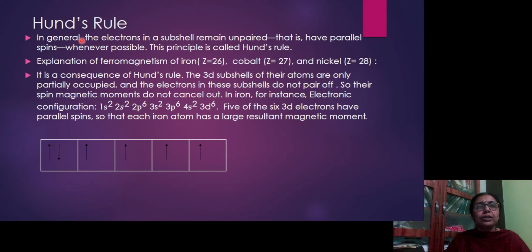regarding the electron configuration is Hund's rule. This rule tells us about the arrangement of electrons in a particular subshell. In general, the electrons in a subshell remain unpaired. That is, the electrons will have parallel spins whenever possible. This principle is called Hund's rule. So, the electrons in a subshell are arranged such that they will remain unpaired as far as possible.